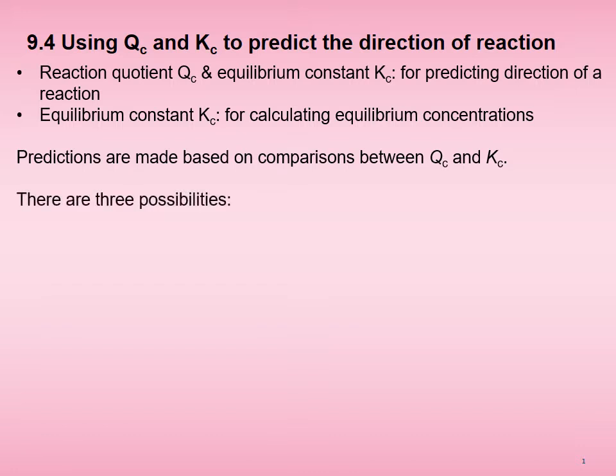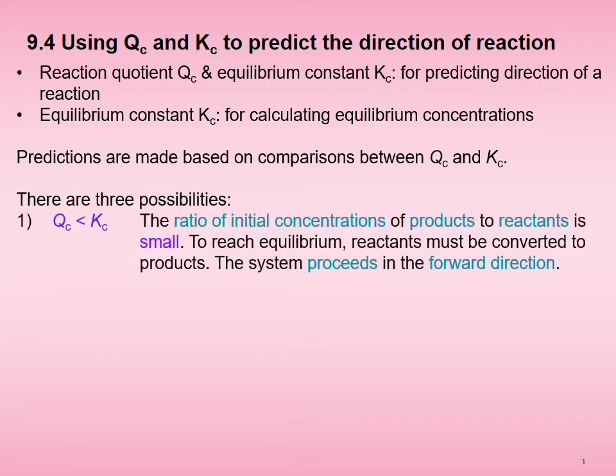There are three scenarios. First scenario, when Qc is smaller than Kc, the ratio of initial product concentrations to initial reactant concentrations is small. This implies that the numerator, which is associated with product concentrations, is relatively small, and the denominator, which is associated with reactant concentrations, is relatively big. The goal is to become Kc. To do so, the numerator must grow larger and the denominator must be reduced.